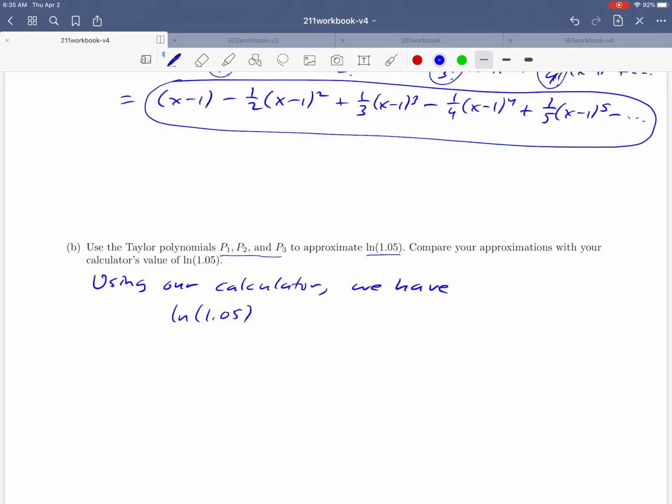Okay, so you can double check this, substitute this into your calculator, and what you should get is 0.048790, and this just continues on. I'm just writing out the first 6 decimals or so. We'd like to do approximations with these 3 Taylor polynomials and just see how those numbers compare to our calculator's value up there. All right, so let's do that below.